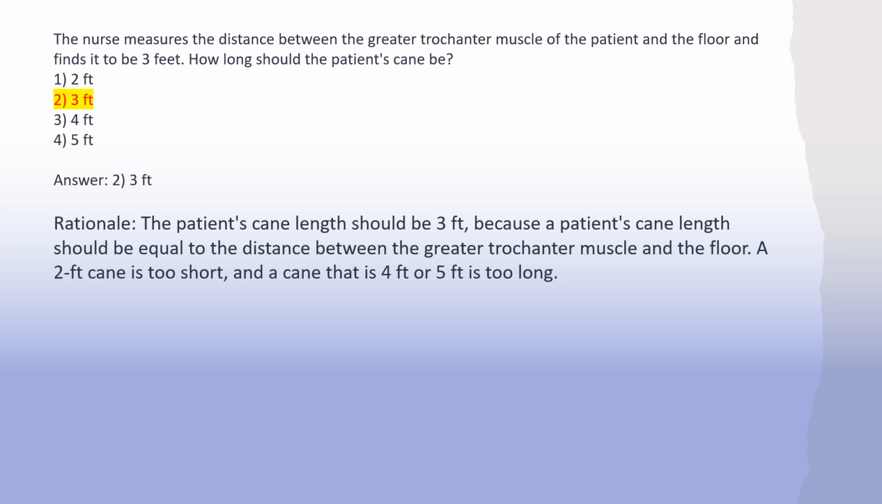Answer. 2, 3 feet. Rationale. The patient's cane length should be 3 feet because a patient's cane length should be equal to the distance between the greater trochanter and the floor. A 2-foot cane is too short and a cane that is 4 feet or 5 feet is too long.